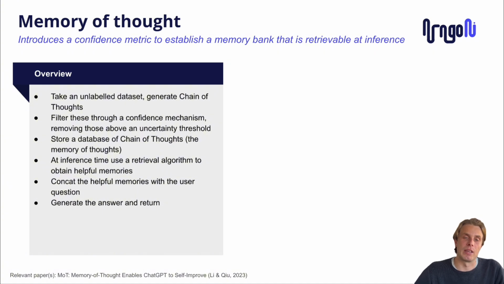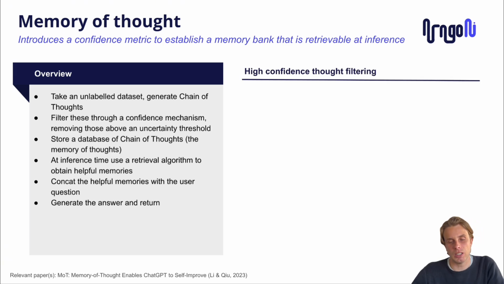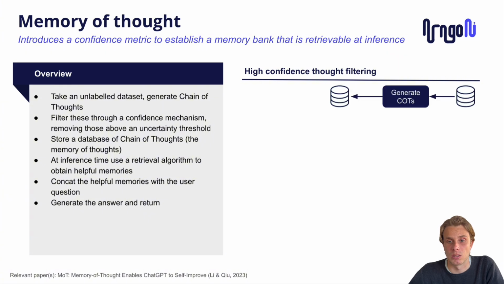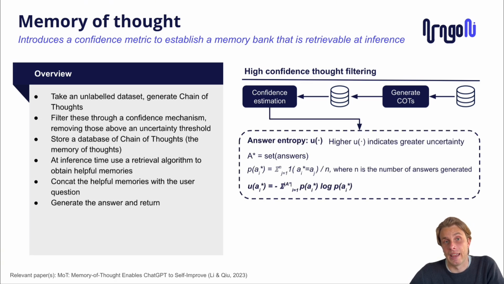And then at runtime, we can retrieve these memories and use them as few shot prompt examples. So let's see here how they're proposing to do this, I guess, confidence or uncertainty-based thought filtering. Again, we have our data set, we generate chain of thoughts for each of them. We now have to do this confidence estimation phase, and they propose doing so via answer entropy. And so in here, if we talk through the formula, they have U representing the entropy, and a higher score for this answer entropy means greater uncertainty. So we would filter out those with a higher score above a threshold that we define.